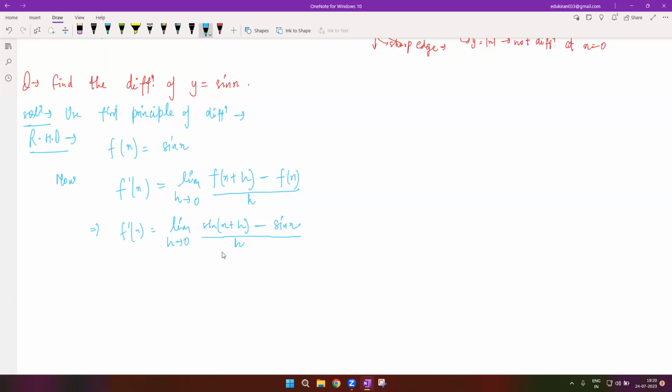Does any of you remember the sine a minus sine b formula? We have studied sine a minus sine b. What is sine a minus sine b?